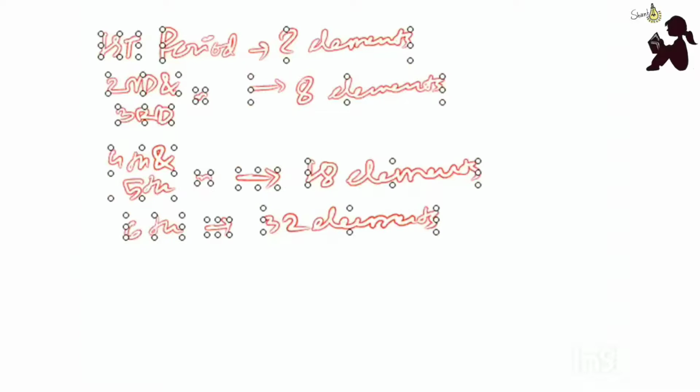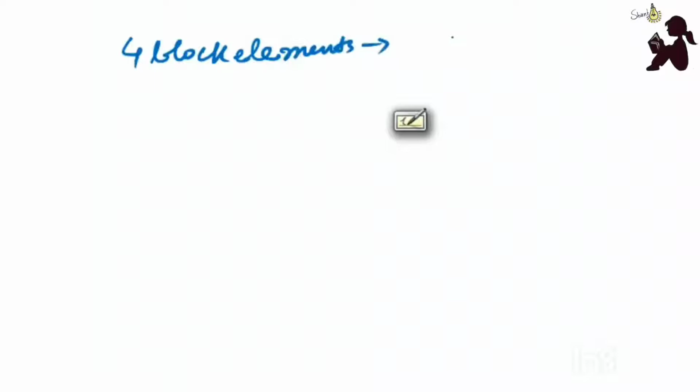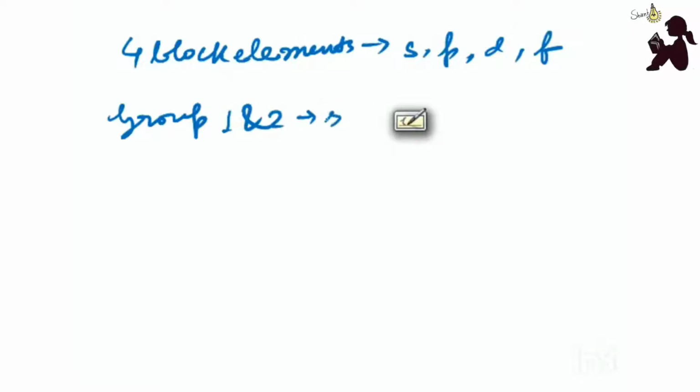Also, we have to know which group is called what. So let us see that there are four block elements. Okay, as we saw in atomic structure, that is SPDF. So group 1 and 2, that is called S block. 3 to 12, that is called D block. 13 to 18, that is called P block.